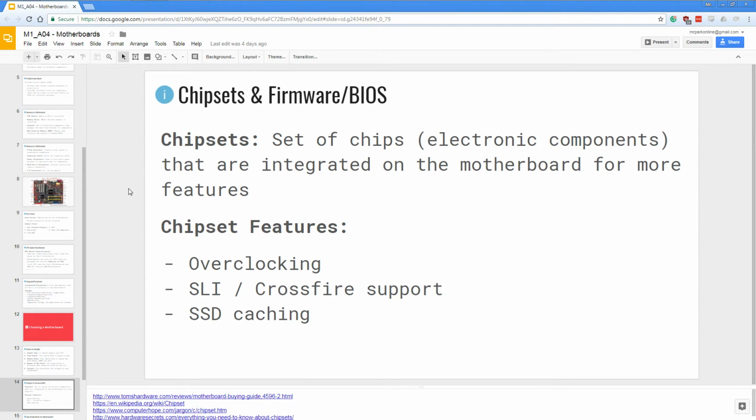So let's talk about chipsets and firmware and BIOS. A chipset is a set of chips, electric components that are integrated onto the motherboard for more features. These chipsets can have various features, but the three main ones that you really want to look for are, first, overclocking. Once again, overclocking is a feature where you can push the upper boundaries of your components. Some motherboards don't allow overclocking, while some do. Second, SLI and CrossFire support. This is where motherboards allow you to connect two identical graphics cards to do more powerful things with your graphics.